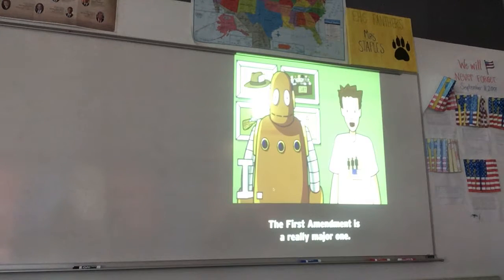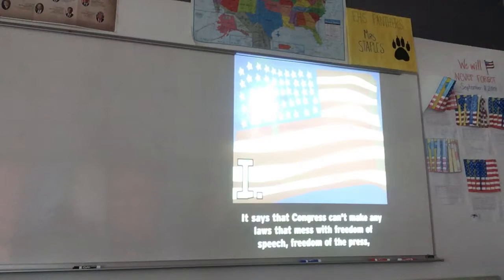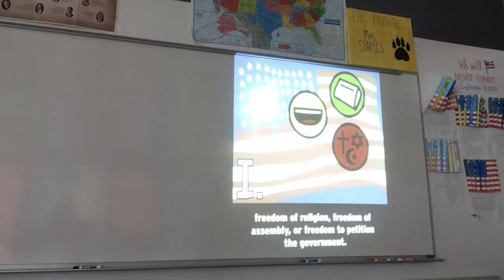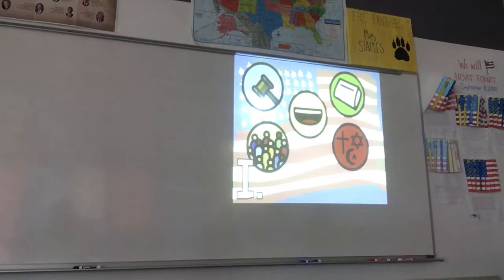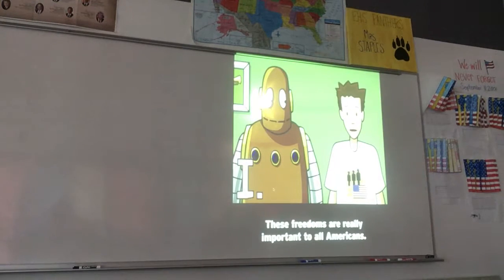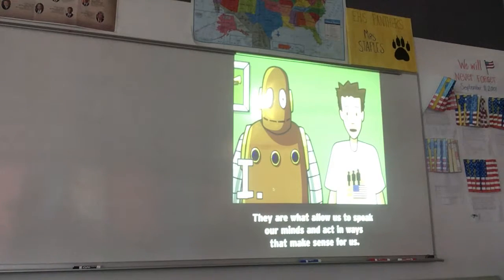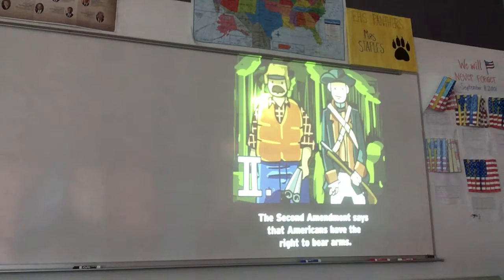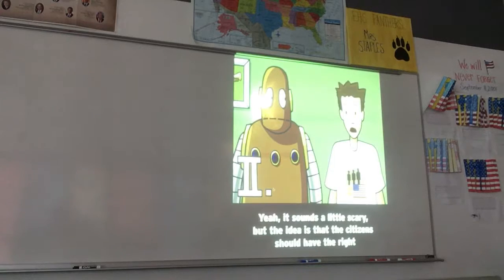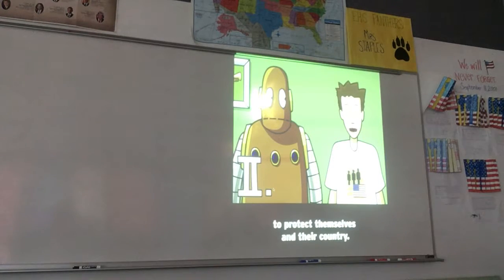The First Amendment is a really major one. It says that Congress can't make any laws that mess with freedom of speech, freedom of the press, freedom of religion, freedom of assembly, or freedom to petition the government. These freedoms are really important to all Americans. They're what allow us to speak our minds and act in ways that make sense for us. The Second Amendment says that Americans have the right to bear arms. Yeah, it sounds a little scary, but the idea is that the citizens should have the right to protect themselves and their country. You can learn a little more about it in our Guns movie.